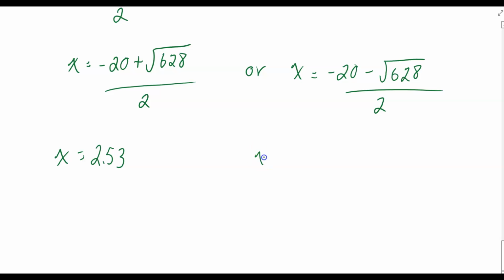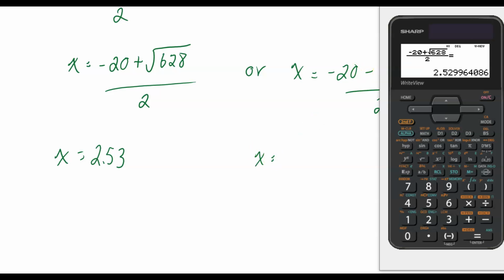And we'll take a look at the other one. We just need to put a subtraction in front of that radical sign. So I'll just enter it again to be on the safe side. Negative 20, subtract the square root of 628 over 2. Again, we get this radical form, and I'll just change to decimal, negative 22.53.